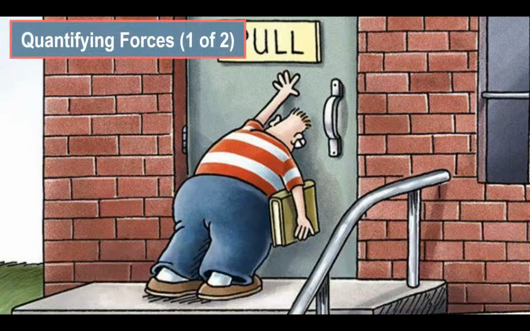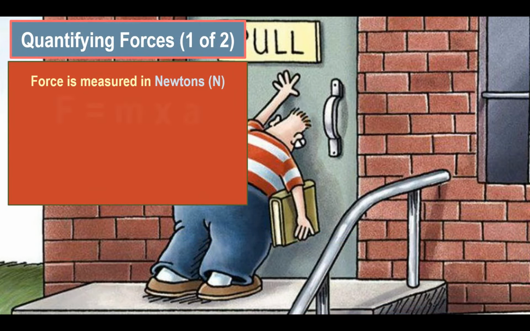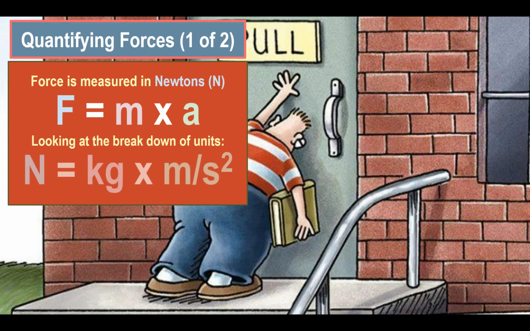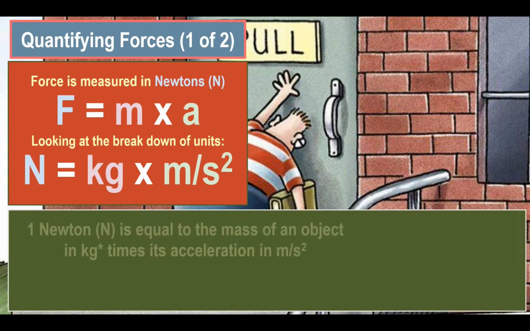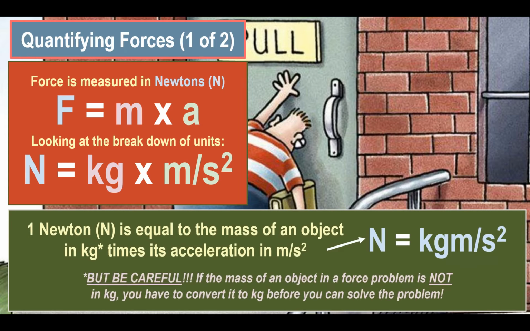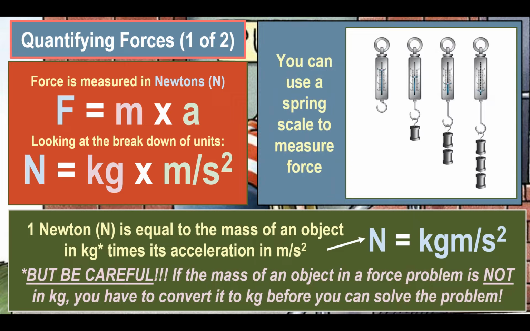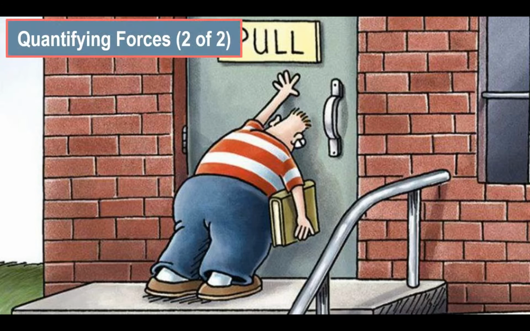Okay, second topic is quantifying forces. We have slide 1 of 2. Forces are measured in newtons. Students already know that a force is a mass times acceleration. We look at the units, and 1 newton is equal to 1 kilogram times a meter per second squared. This means that a newton is 1 kilogram meter per second squared, but be careful because if the mass of an object in your system is not in kilograms, you're going to have to change it to kilograms in order to make newtons work.